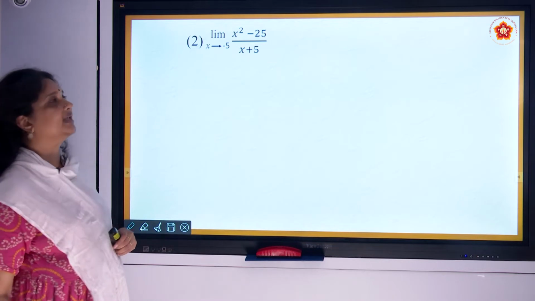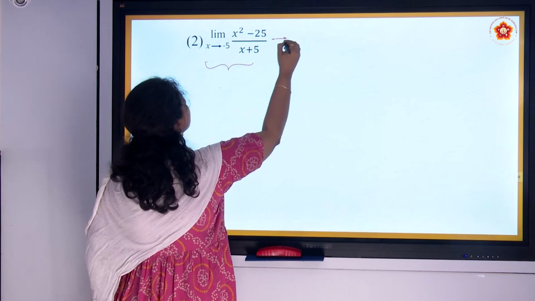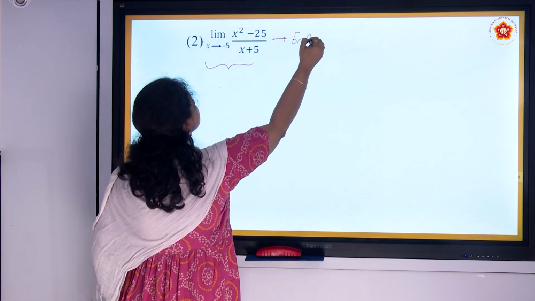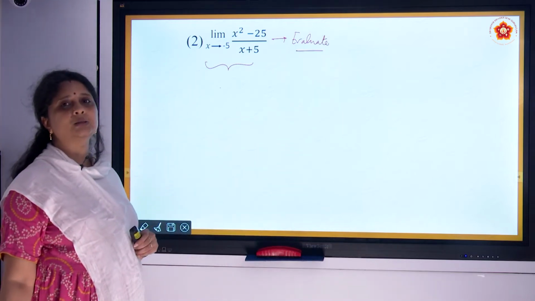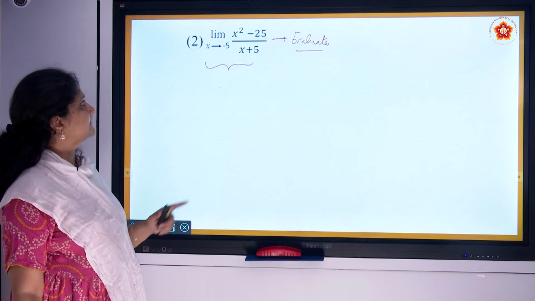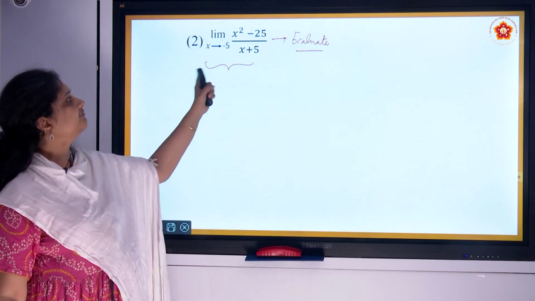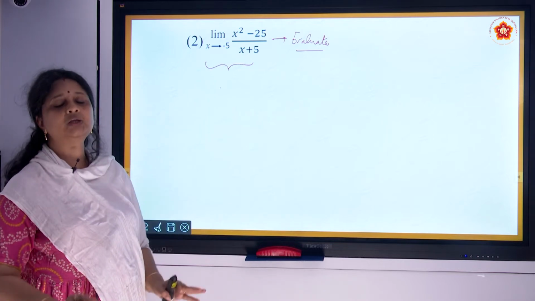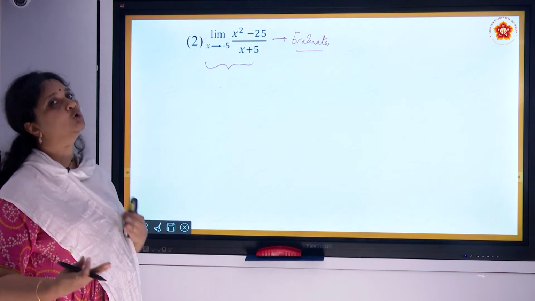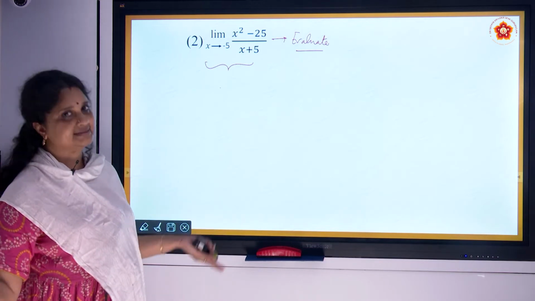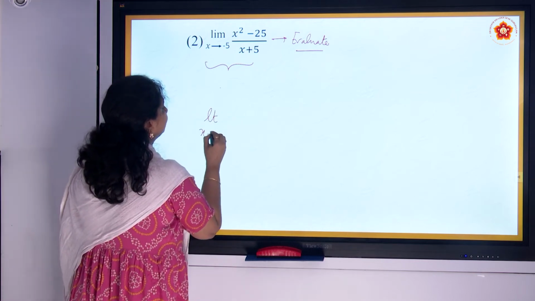The next question says, I have to evaluate this limit. Okay, this is also an evaluate question. This is question number 2 from the first exercise in your textbook. So, it says limit x tends to minus 5, x square minus 25 by x plus 5. So, we are going to apply the same technique here. It says evaluate. So, we assume that the left hand and the right hand limit exist. So, we are not going to check, but we are just going to substitute and see what happens.